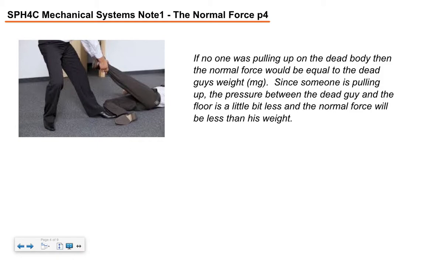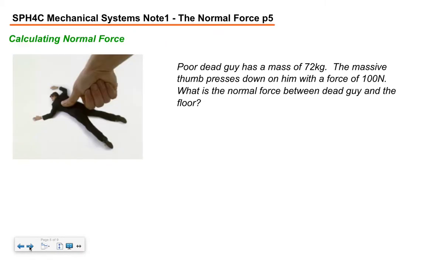So now we've got this, I guess we'll say it's a dead body here. If no one was pulling up on this dead body, then the normal force would be equal to the dead guy's weight. The normal force between this guy and the ground is pushing up on him. But since someone is pulling up on him a little bit, that's decreasing. So again, if you push down, you're increasing normal force. If you pull up, you're decreasing it, because you're sort of decreasing the pressure between this guy and the floor. You can almost see he's being lifted up a little bit.